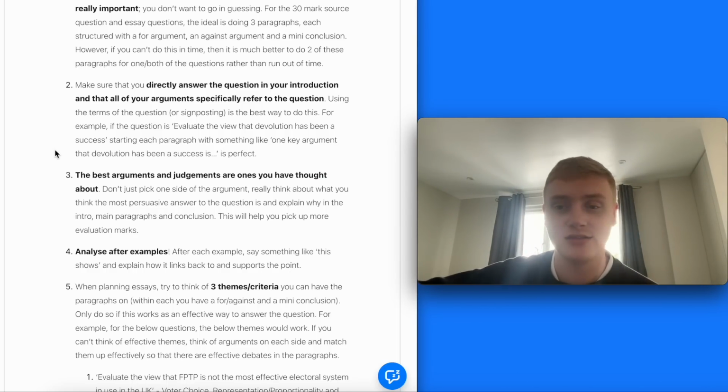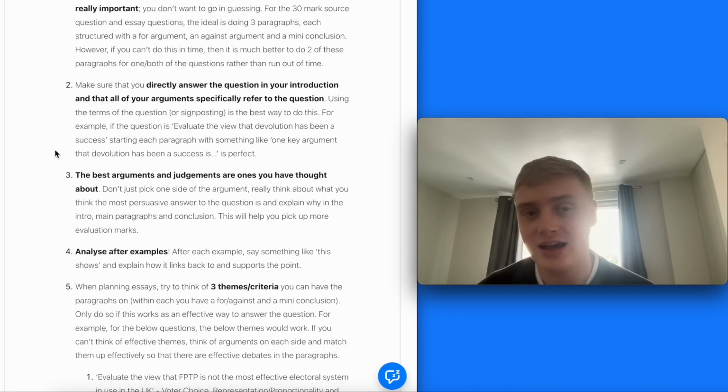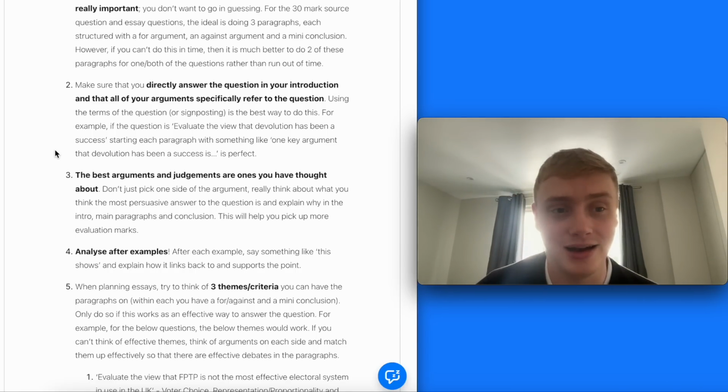Overall, the most persuasive argument is that devolution has had a positive impact on democracy. Does that make sense? So it's just really using the terms of the question. You might think that's simplistic. It's not. It's good writing. It's good, clear writing.